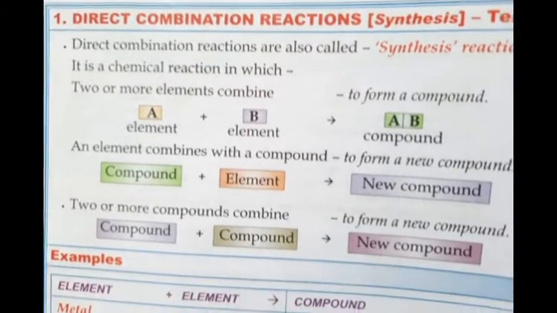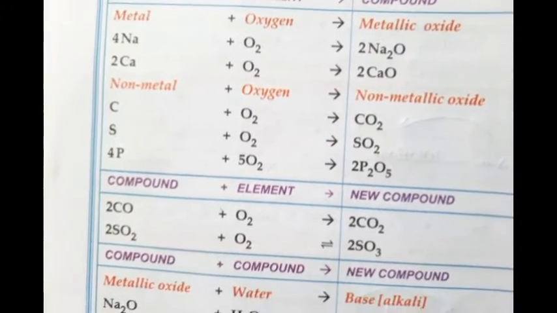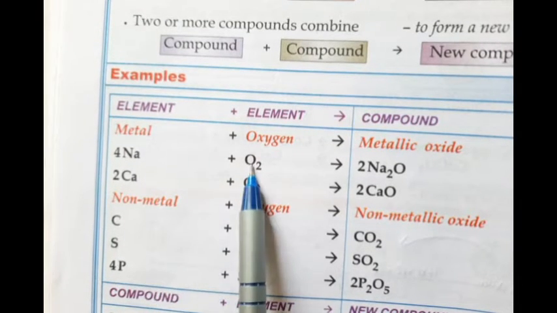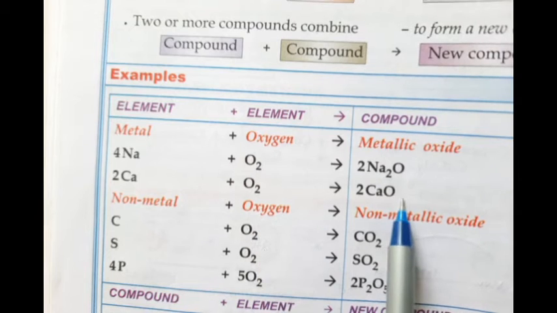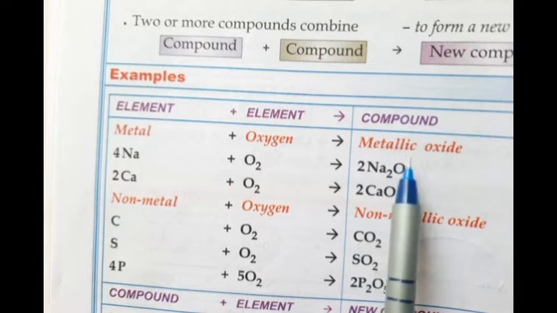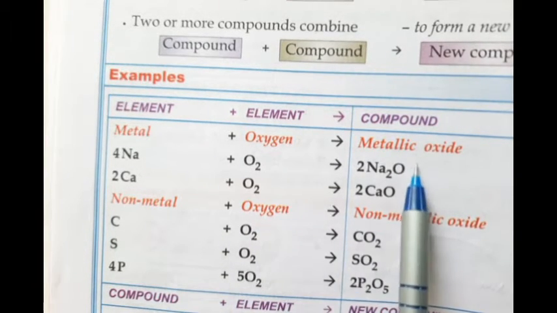And today we are going to see the various example of this. You can see here there are lots and lots of examples. All are combination. You can see here two elements are combining to give you one compound. It's a combination reaction. A plus B gives you AB, where two elements are combining to give you compound.